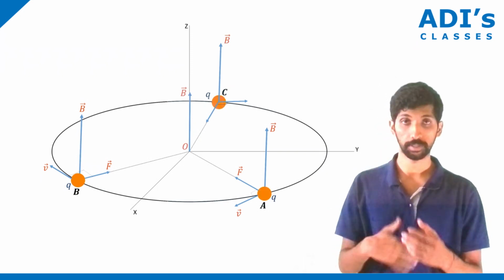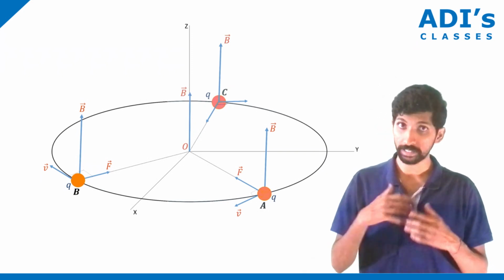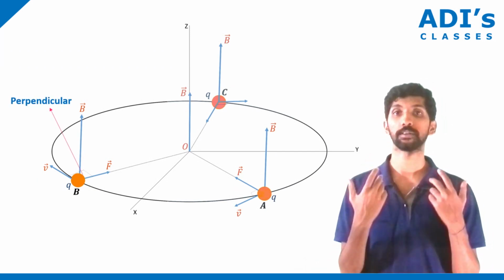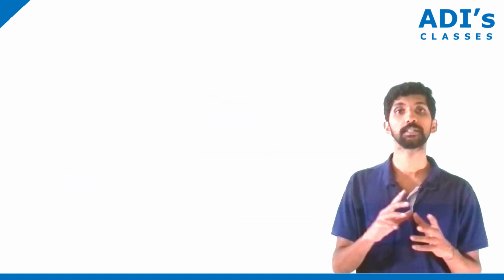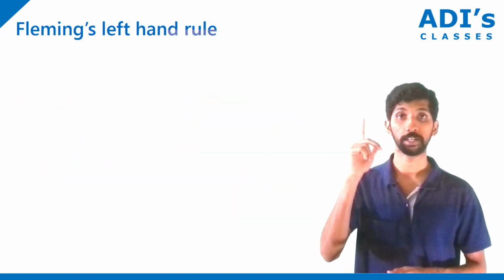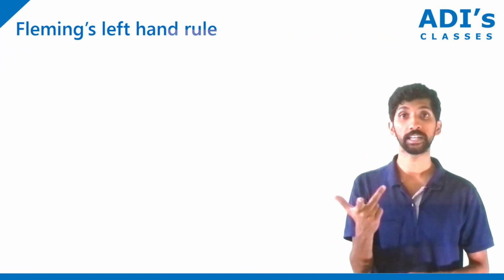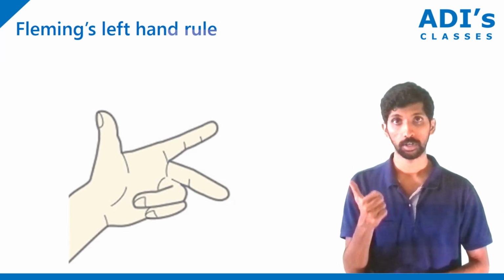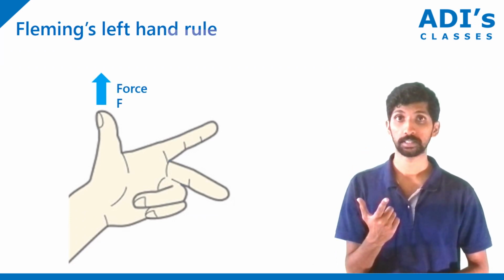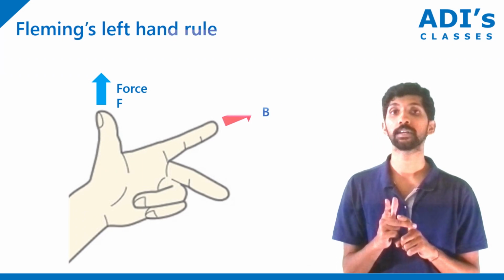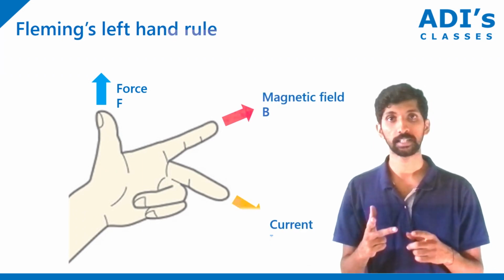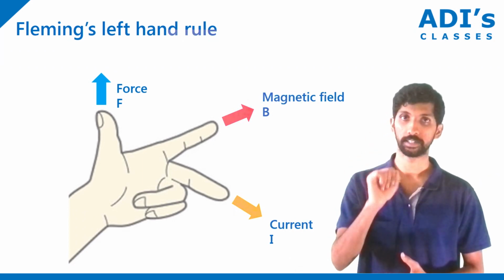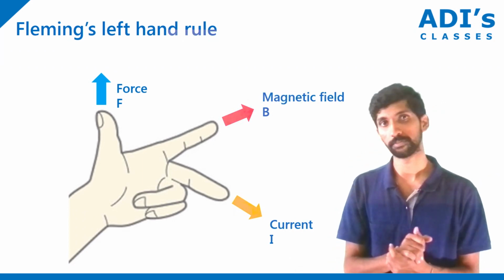How we get to know it is a circular path is by Fleming's left hand rule. Let me repeat what it is. When you extend three fingers at 90 degrees to each other, the thumb represents the force, the index finger represents the field, and the middle finger represents the current. In this case it's not the current, it's basically the charge. So force, field, current. This is the left hand rule.